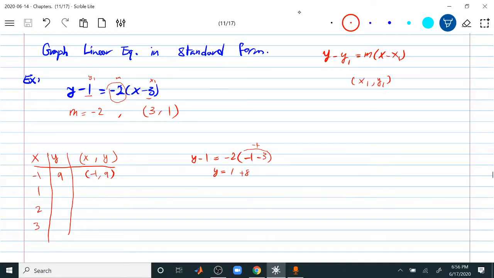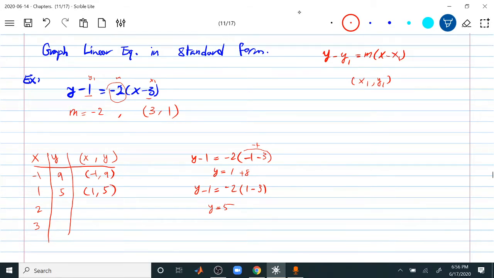What if I pick x equal to 1? You can pick x equal to 0 as well. What if I pick x equal to 1? What do I get? Again, same idea. Y minus 1 equals -2 times 1 minus 3. And if you solve this one, you'll get y is 5. You'll have the point 1 and 5.